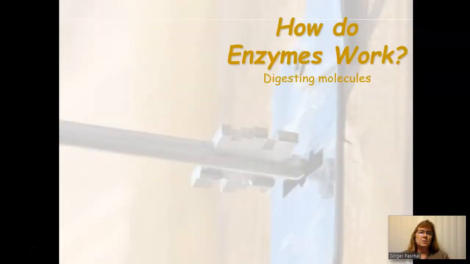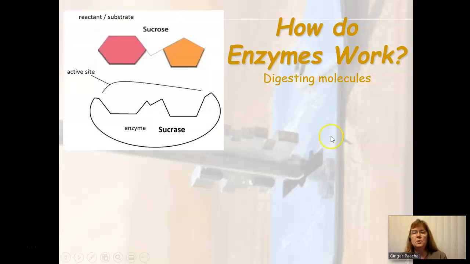So how do enzymes work? Let's talk specifically about enzymes that digest molecules. If we're going to digest something, we're going to break something apart. Here we've got a molecule of sucrose. That's this whole complex here. This is the reactant, otherwise known as the substrate, and sucrose is an example of a substrate or a reactant. And this odd-shaped thing down here is sucrase. The ASE indicates that this is an enzyme that works on sucrose.